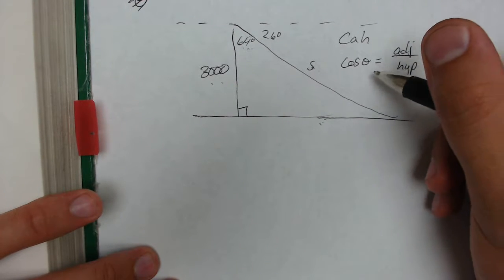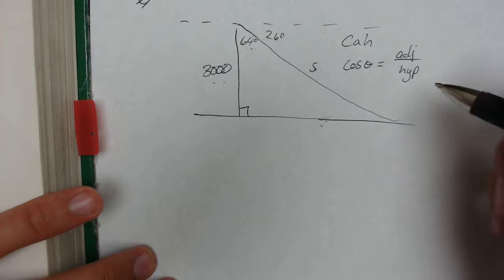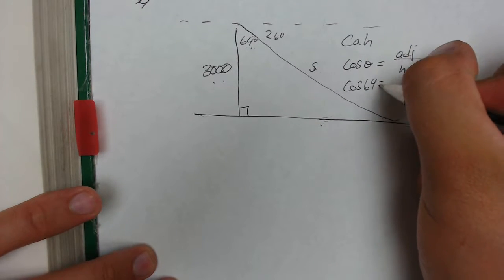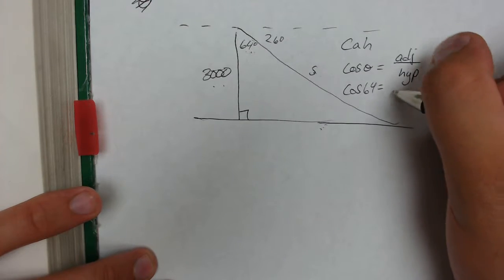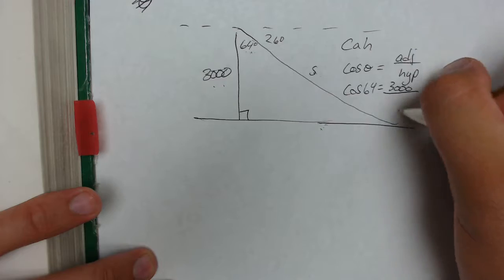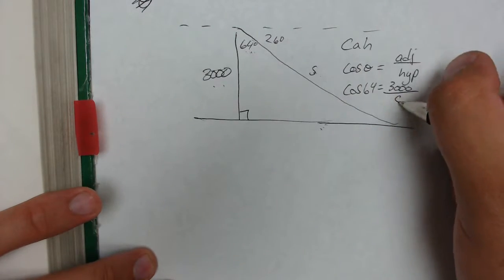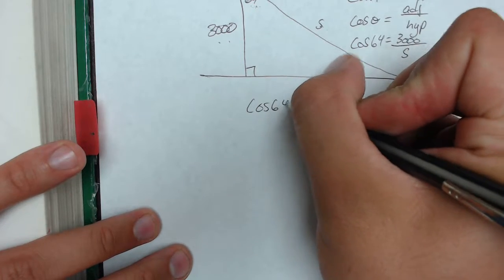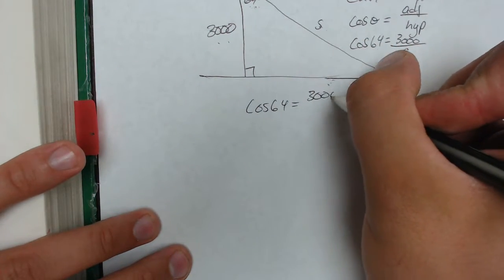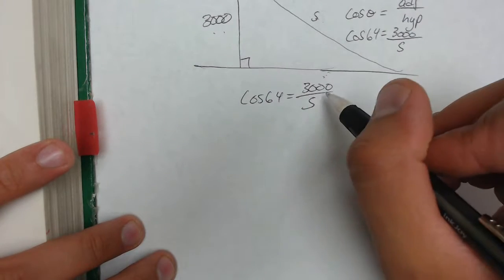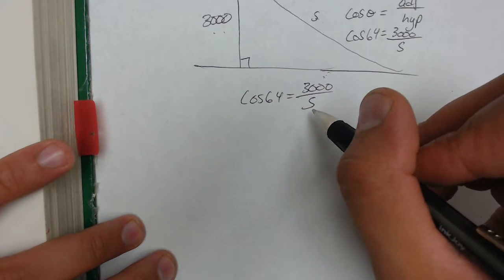So these are three different unknowns. We're just going to fill them in. Theta being angle 64, so we put cosine of 64 equals the adjacent side of 3,000 divided by the hypotenuse, or the slant range, S, what we're looking for. So then we take this equation. I'm just rewriting it down here so we can see it better. Once we plug them all in, we have cosine 64 equals 3,000 divided by S. We have to solve for S.